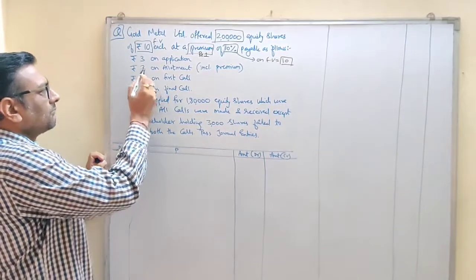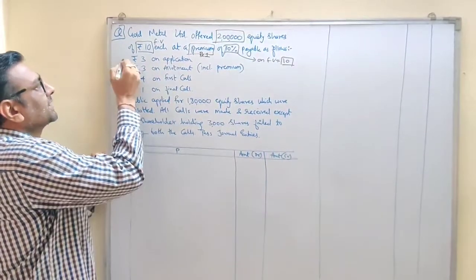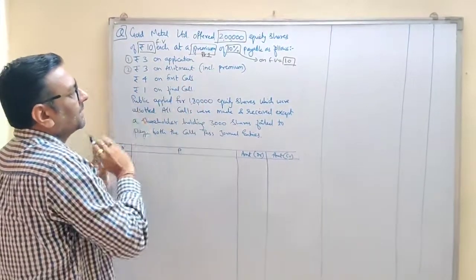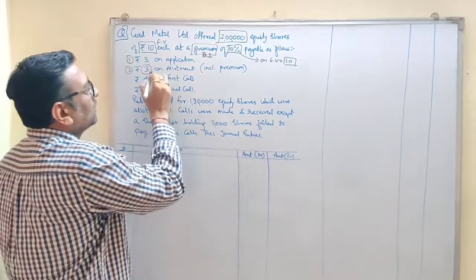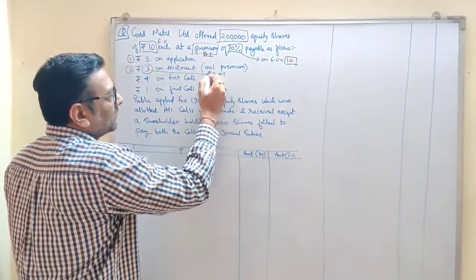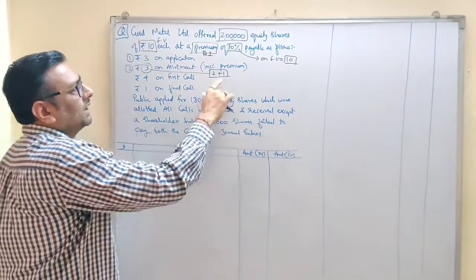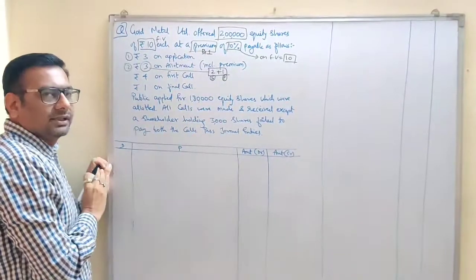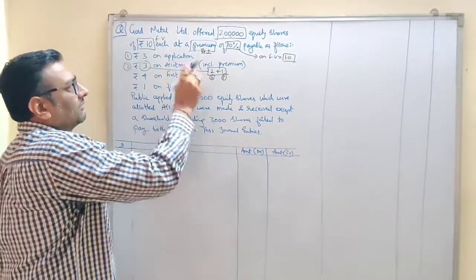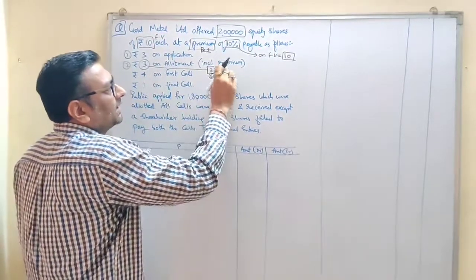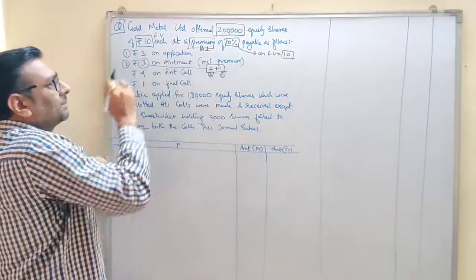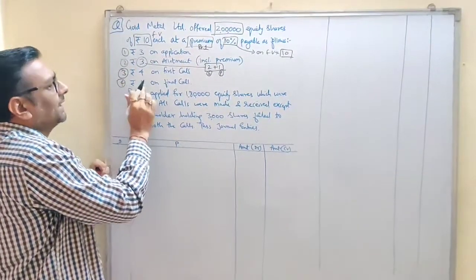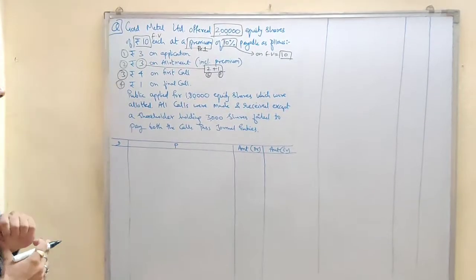Now, what are the installments given to you? This is your first installment: application 3, allotment again 3, but including premium. So you have to split this 3 rupees. You will split it as 2 plus 1. 1 is your premium money and 2 is your share money. You are taking 2 rupees for the face value of the share, and 1 rupee for premium. That makes up 3 rupees including premium. Then your third installment is 4 rupees and your final installment is rupee 1. So these are the installments given to you.